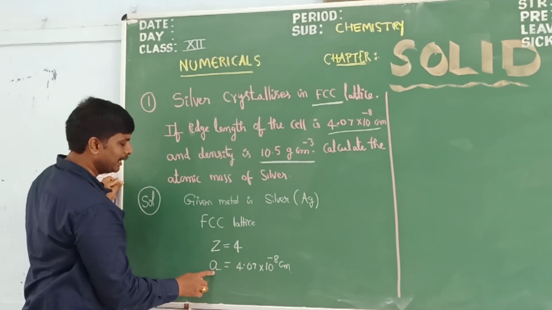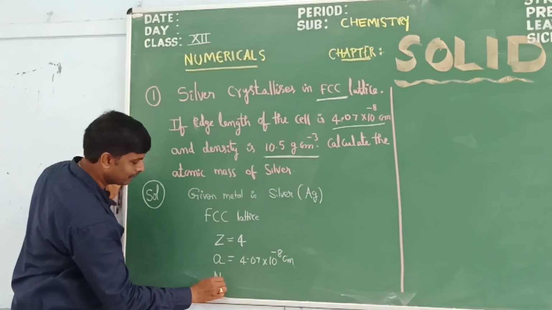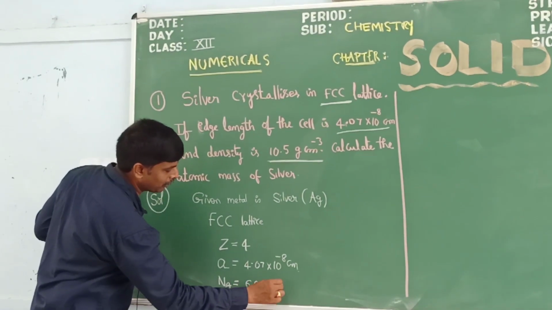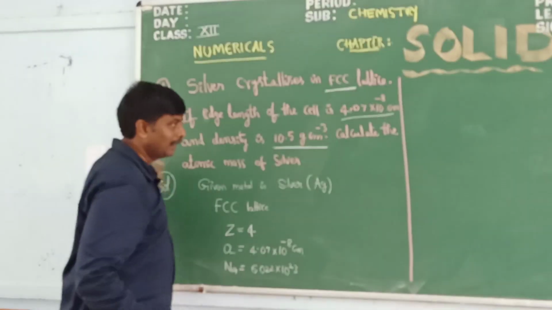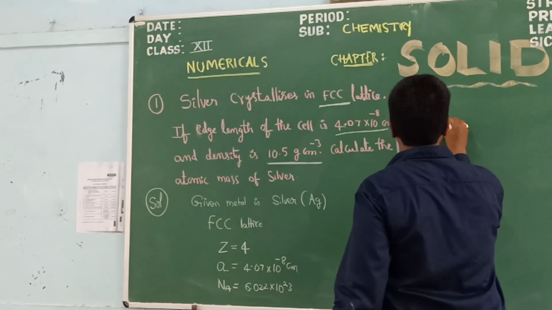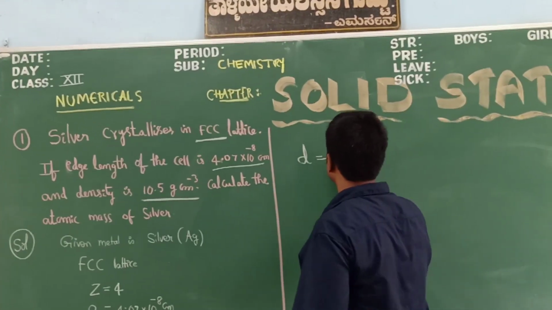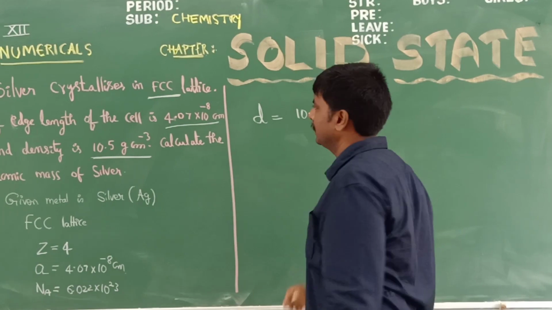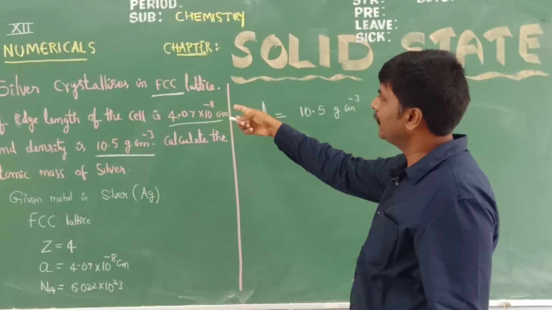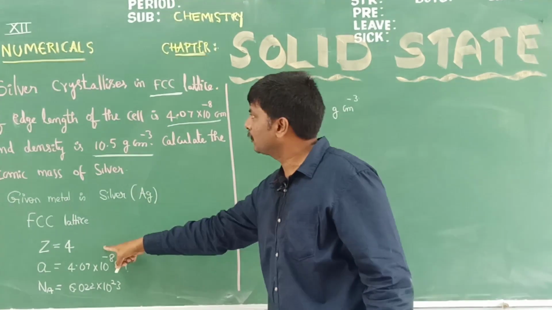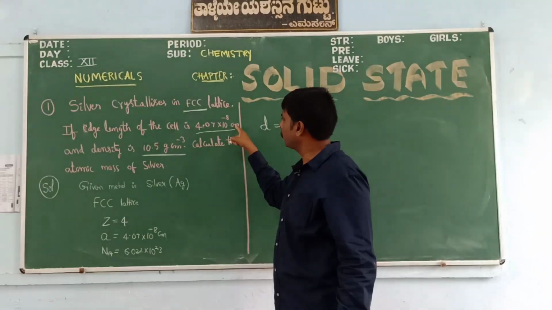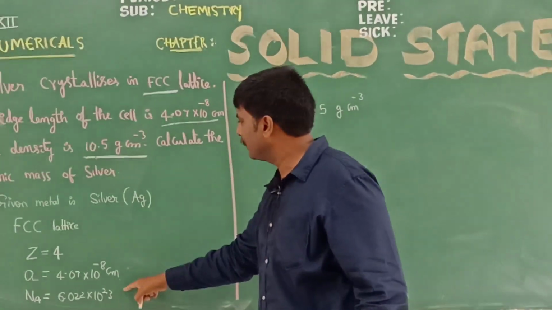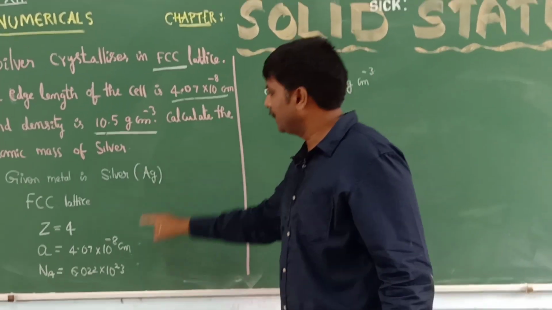Z is given, a is given, and you know Na is 6.022 into 10 to the power of 23. And one more quantity, d, the density, is also given in this numerical. Density is 10.5 gram per centimeter cube. So in this numerical, silver metal is given as FCC, so that's why Z is equal to 4. Edge length a is 4.07 into 10 to the power of minus 8 centimeter, and the density is given as 10.5. And one more quantity, the Avogadro number, you know.